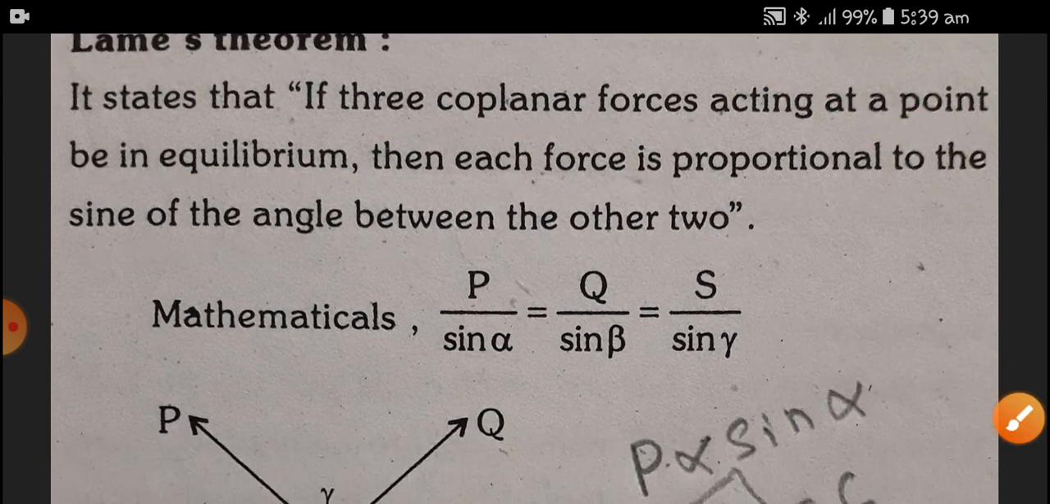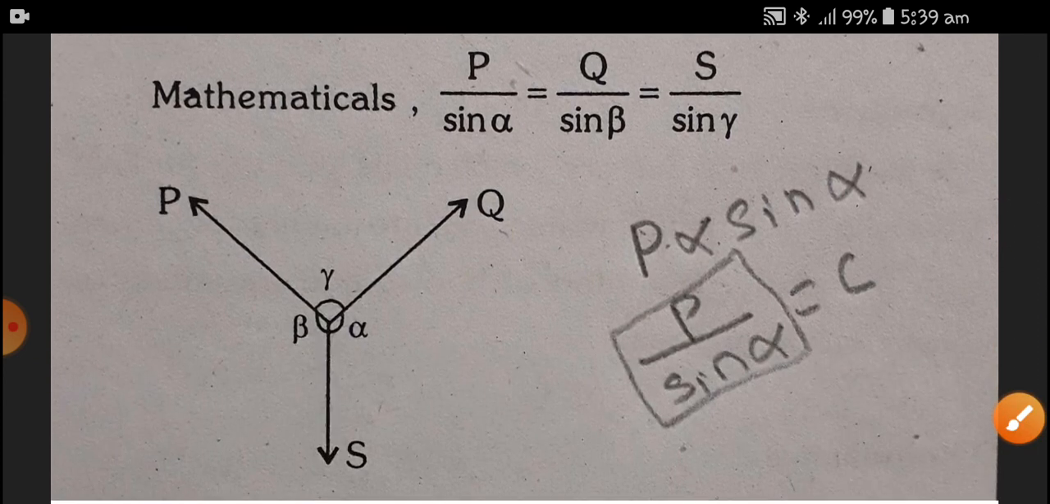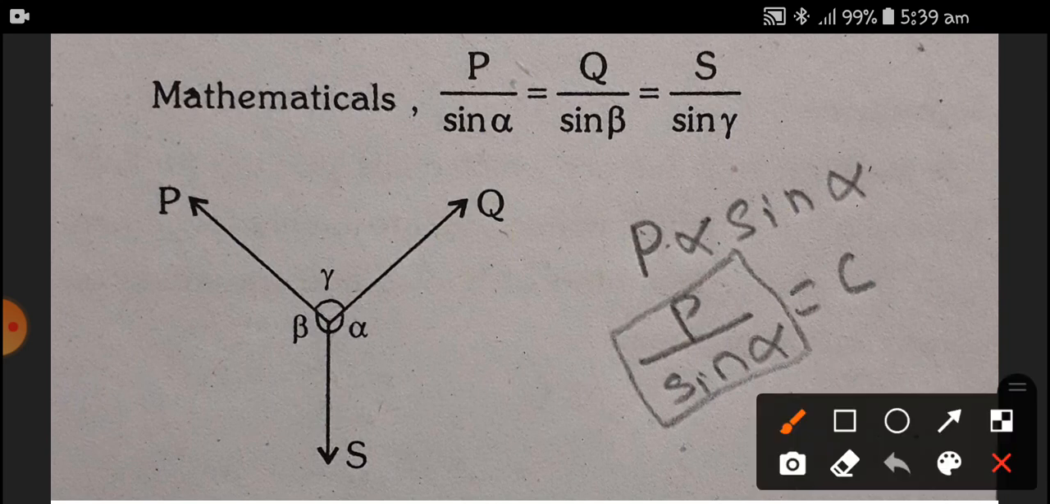Here, say P, Q and S are the forces acting on the same plane, and these forces meet at a point. The angle between Q and S is alpha, the angle between P and S is beta, and the angle between P and Q is gamma.